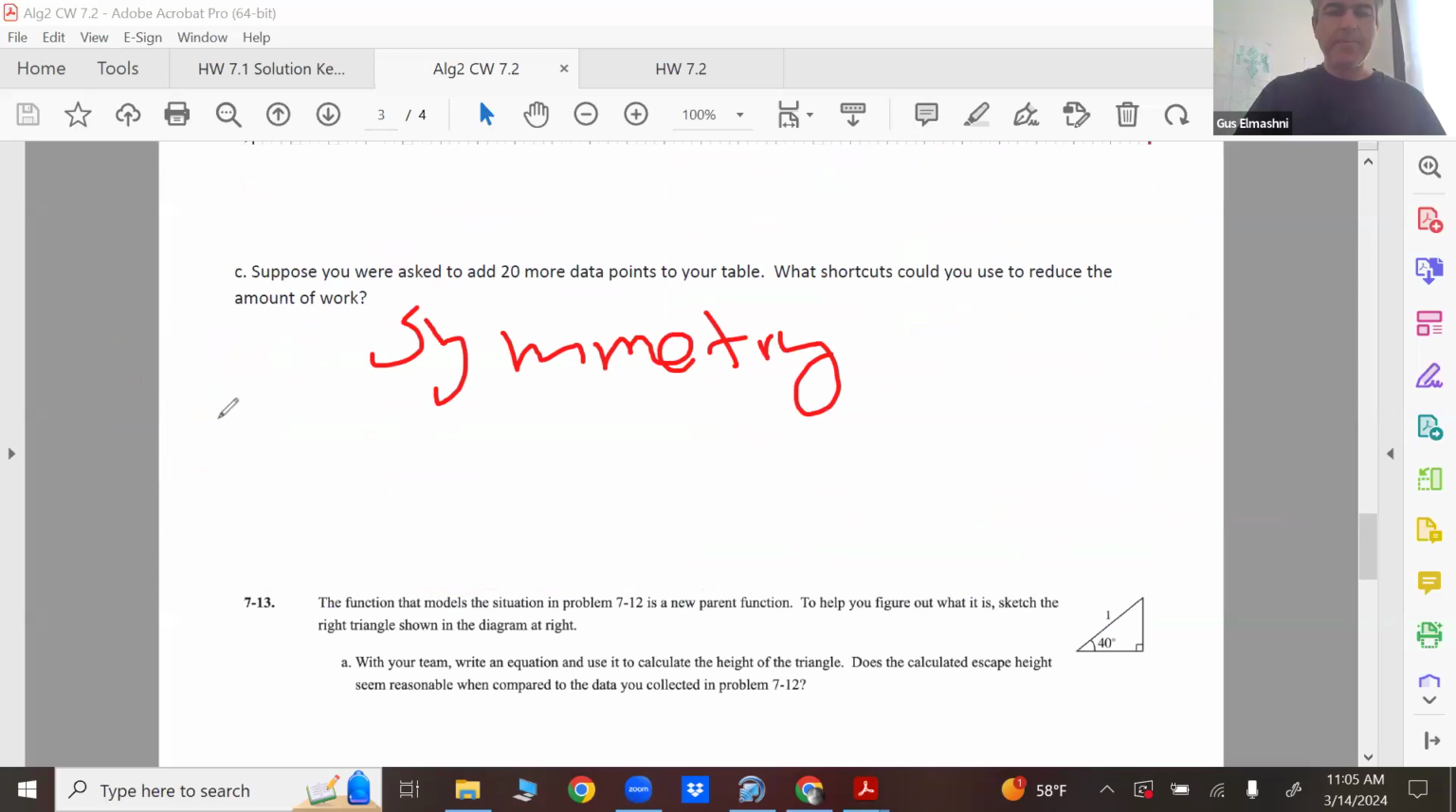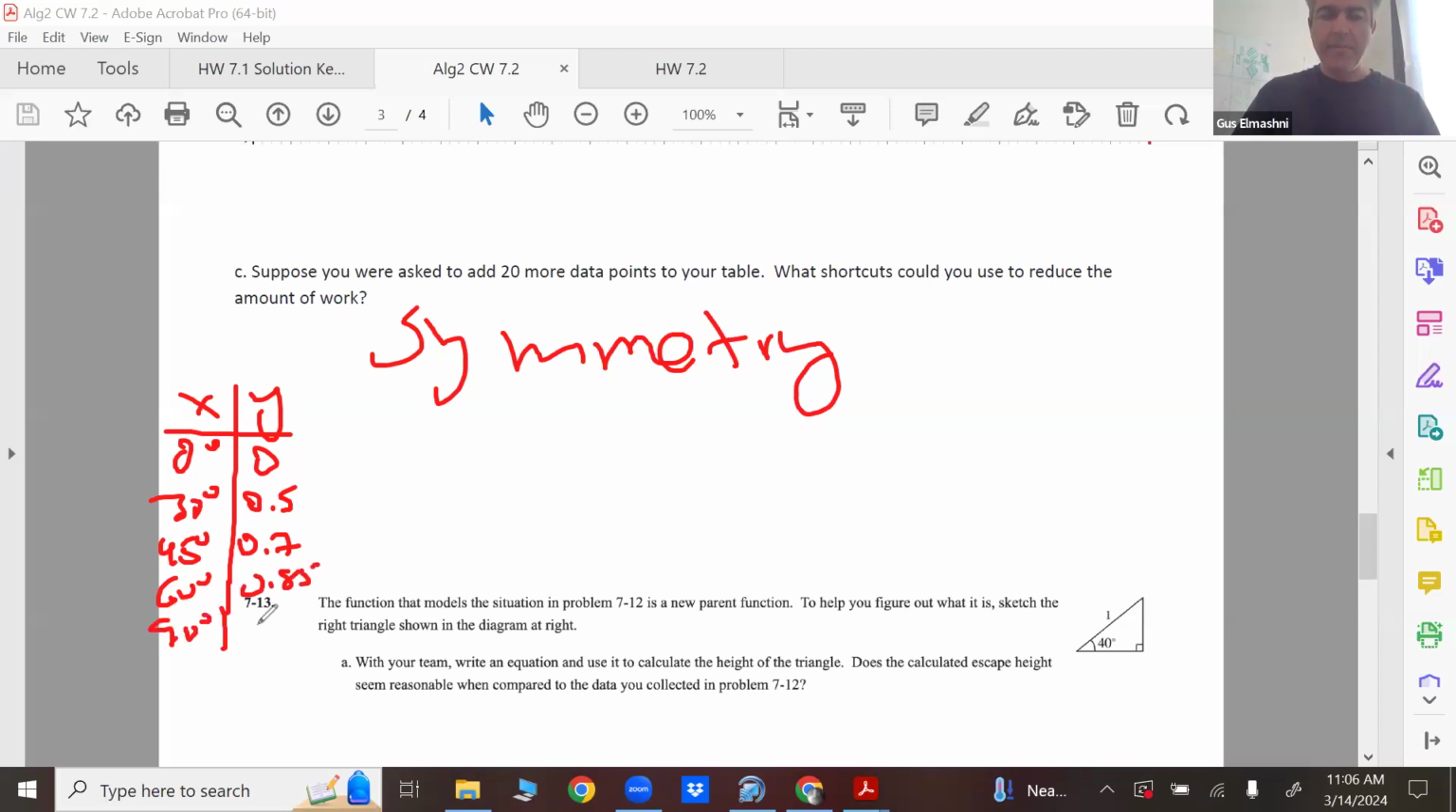So for example, when I had 0, I had 0. When I had 30 degrees, I had half, or 0.5, right? When I had 45 degrees, I had 0.7. When I had 60 degrees, you don't have to write stuff down, it's already written, but that's 0.85. And when I had 90 degrees, I had 1. So if you think about symmetry, right?